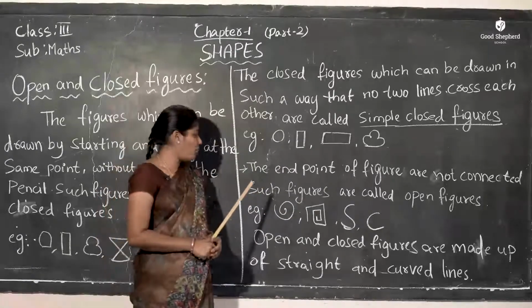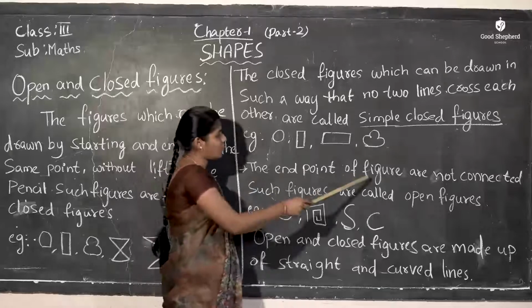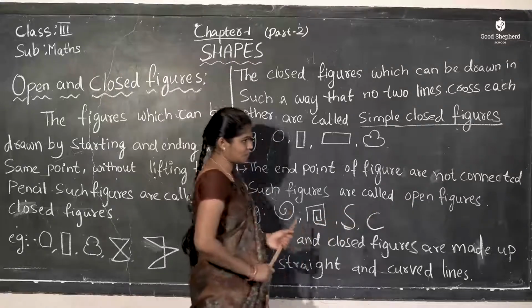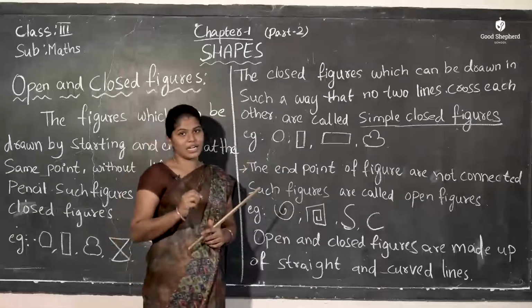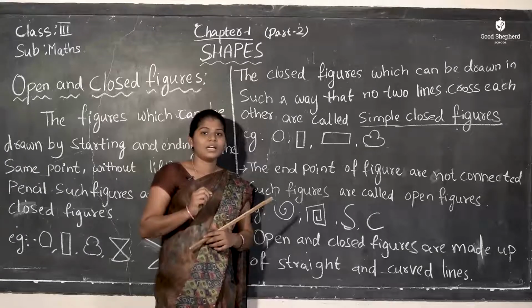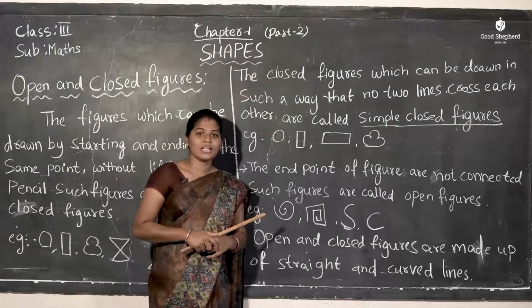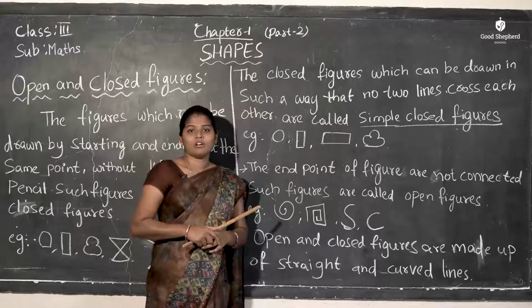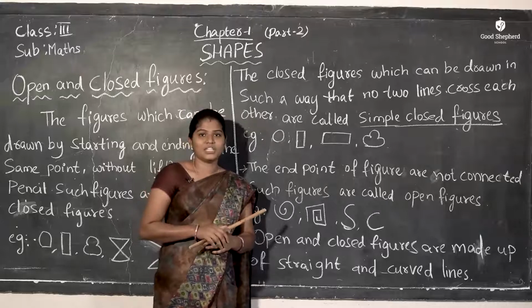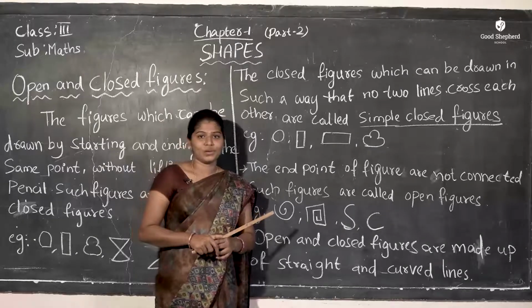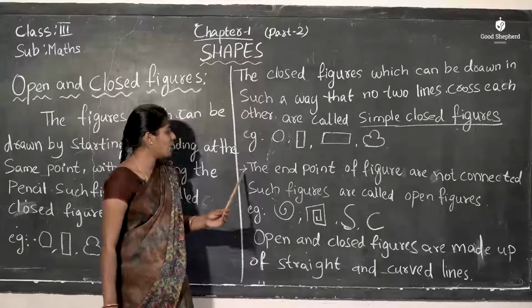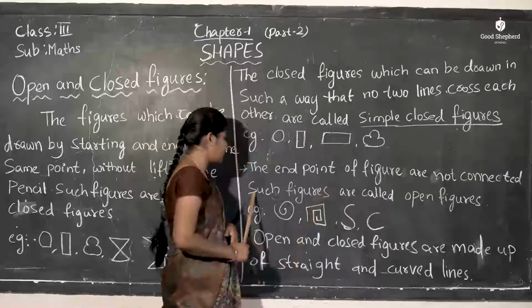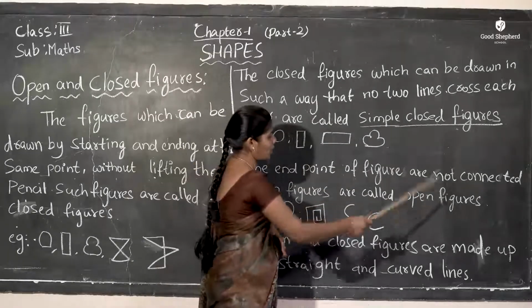Next, coming to open figures. The end points of the figure are not connected. Such figures are called open figures. Till now we have learnt that where we start and where we end the figure, the point should be the same. Such figures are called closed figures. Where two lines are not crossing each other, such figures are called simple closed figures. And now we are going to learn open figures. The end points of the figure are not connected. Such figures are called open figures.